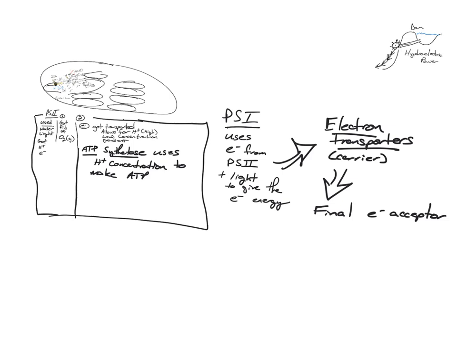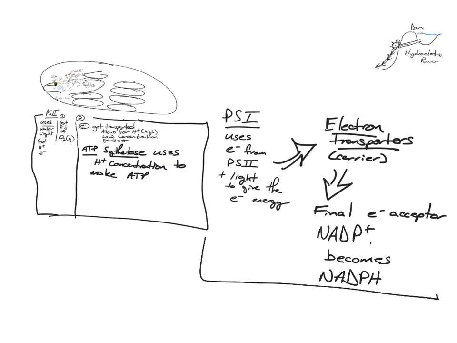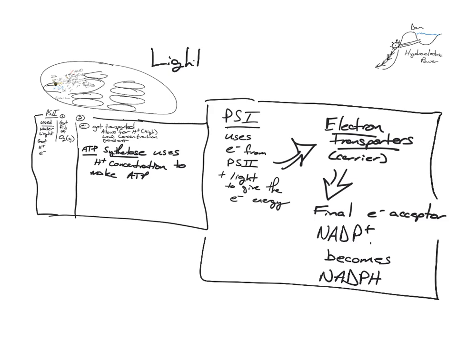What's the last thing to take the electron? That's right, somebody wrote it down. NADP plus. It takes the electron and becomes what? NADPH. And that's photosystem, that's it. Those are what we call the light reactions. Why do we call them the light reactions? Because they use light. Excellent. Not difficult, right?